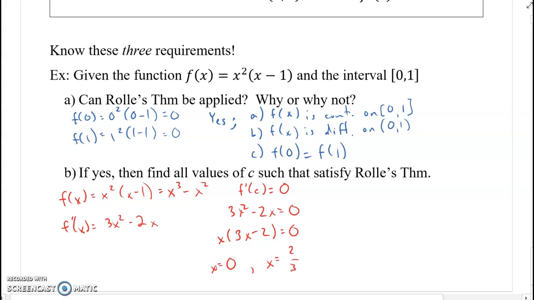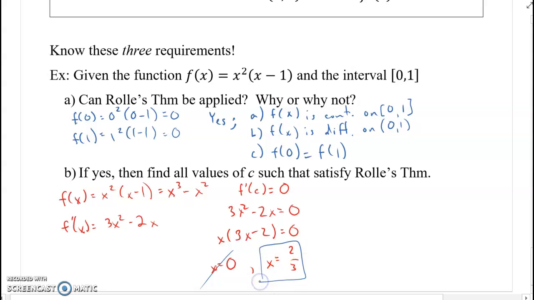Now, do we pick both of these? Well, no. We don't pick this one because, not that it's incorrect that x equals 0, but x equals 0 is not in the interval. So we're only interested in values between 0 and 1. 2/3 is in between 0 and 1. So this would be our c value.